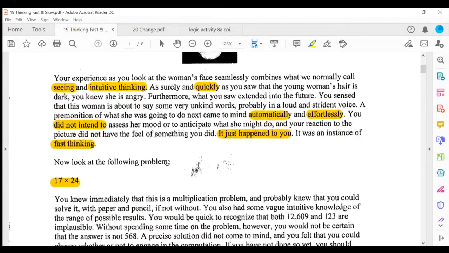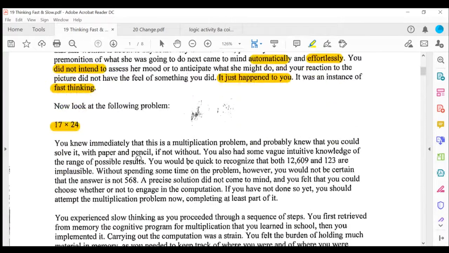Let's hear Daniel Kahneman's description of this. You certainly knew immediately that this was a multiplication problem, and you probably knew you could solve this with paper and pencil, if not without. Did any of you actually write on a piece of paper to try to get the answer to this? Or did some of you do it in your head? All right, Sinead and Shantae, you did it on a piece of paper. Okay, very cool. Facundo did it in his head. Olivia did it in her head.